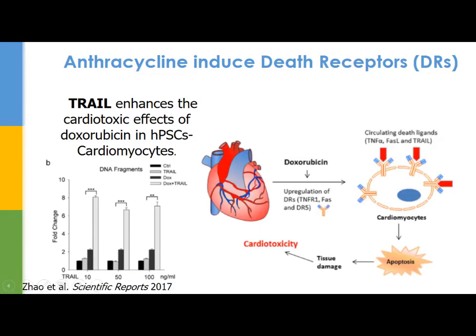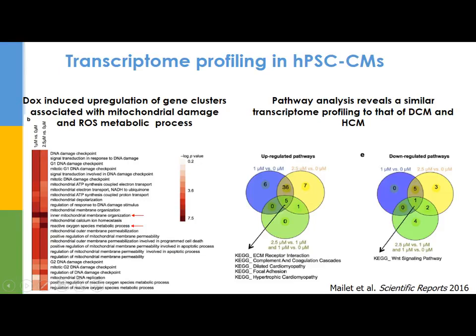These death receptors may serve as novel therapeutic targets, but also as an early marker for the disease. When we zoom in to the molecular level, doxorubicin application induced upregulation of gene clusters associated with mitochondrial damage and ROS metabolic pathway in the human pluripotent stem cell platform. And importantly, in this study they used pathway analysis and revealed a transcriptome profile similar to that of dilated cardiomyopathy and hypertrophic cardiomyopathy.